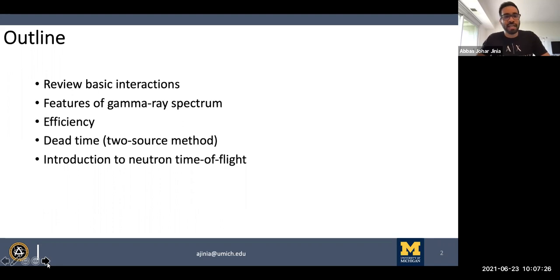So the first thing is when we have a detector, what kind of information do we get from the detector? So that was where we're going to be talking about the features of the gamma ray spectrum. The other two topics will be talking about efficiency and dead time. And then I'd like to introduce you to neutron time of flight. So this lecture, we're going to be covering two types of radiation. One would be gamma rays and the other will be neutrons.